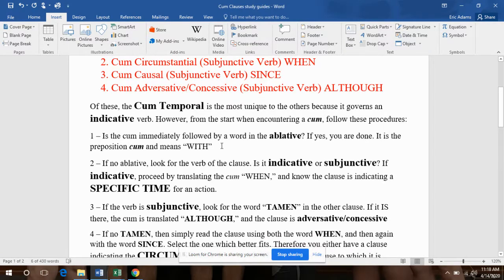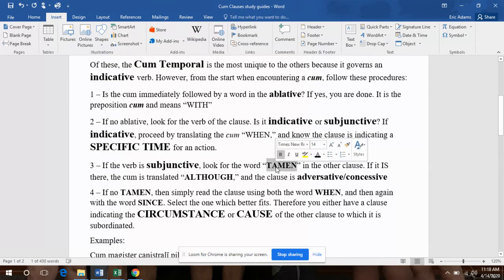The first and foremost thing that you need to do is look to see, is there the word tamen in the other clause to which the subjunctive is dependent. If there is a tamen, then you know that you have what is called a cum adversative or concessive clause, but most importantly, you don't need to know the term. You know that you need to translate the cum as although. Then in the main clause, you will translate tamen, meaning nevertheless.